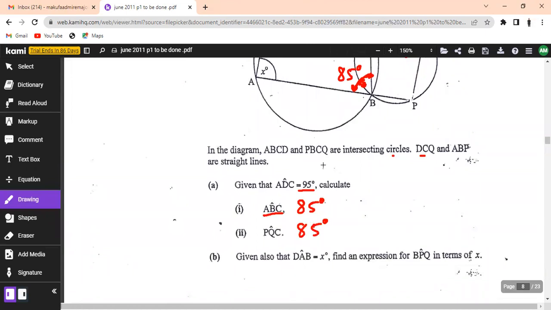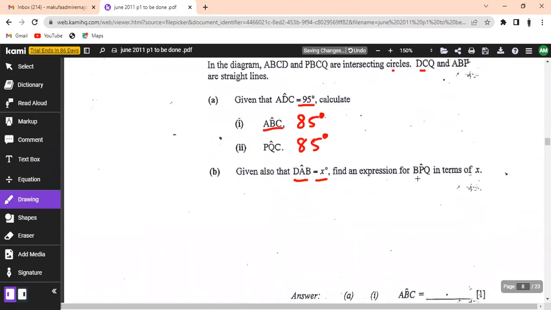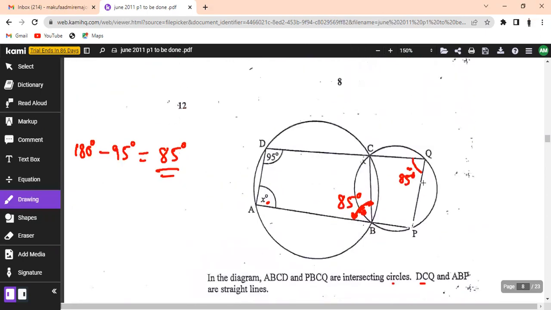Given also that DAB is X, so this is our DAB here, which is X. Calculate or find an expression for BPQ in terms of X. So we need BPQ in terms of X, this angle here. But as we noted from these guys, we saw that this angle and this angle are the same. So it means this angle at P is the same as this angle at C. The exterior angle is equal to the opposite interior, but these two here are opposite angles of a cyclic quad. So we are going to subtract this X from 180, which is 180 degrees minus X.